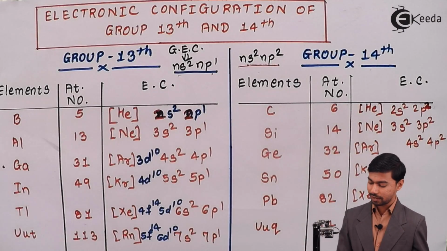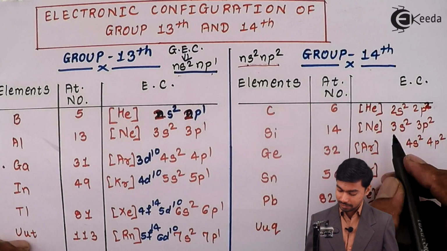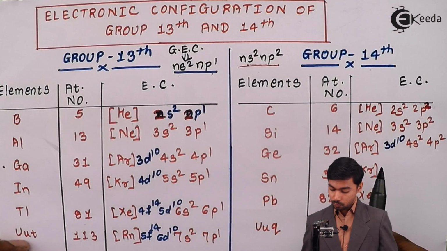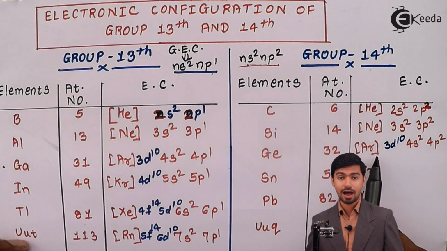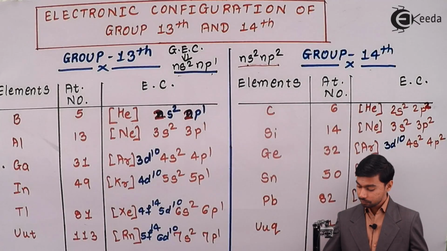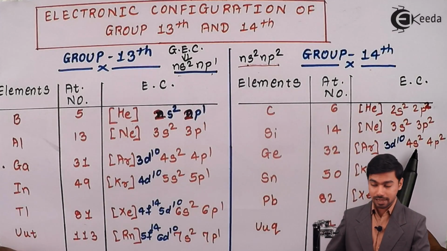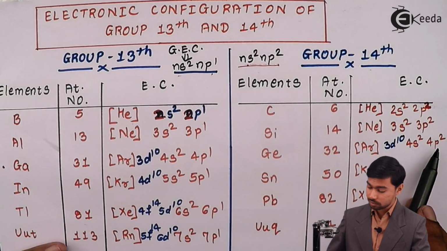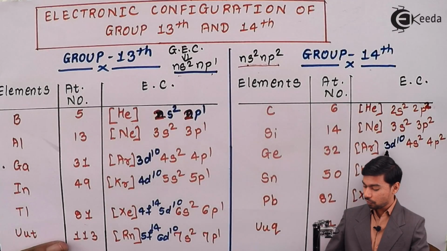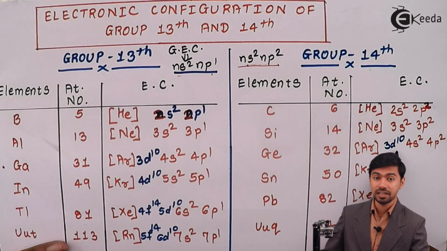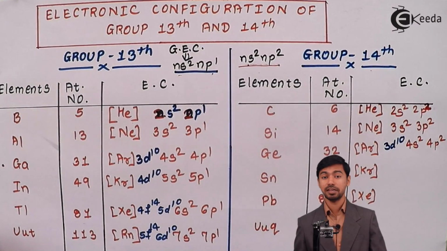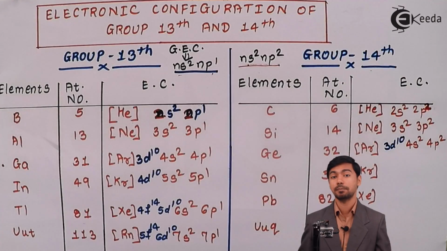So let us make an entry over here and calculate whether the element gets completely configured or not. What was the atomic number of argon? It is 18. 2 electrons from 4s and 2 electrons from 4p. So in totality 18 plus 4, 22 electrons are there. To these 22 electrons, add the 10 electrons of this 3d entry: 22 plus 10, 32 electrons are there. That means germanium gets completely configured.